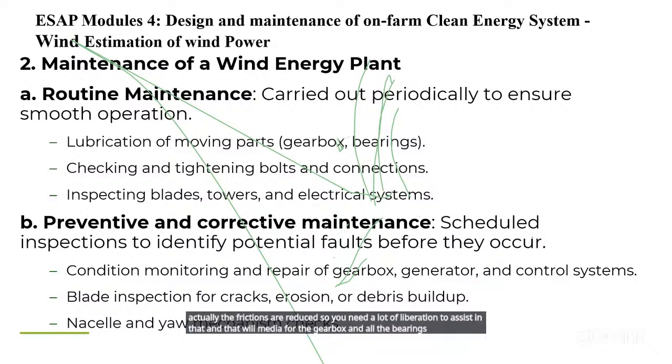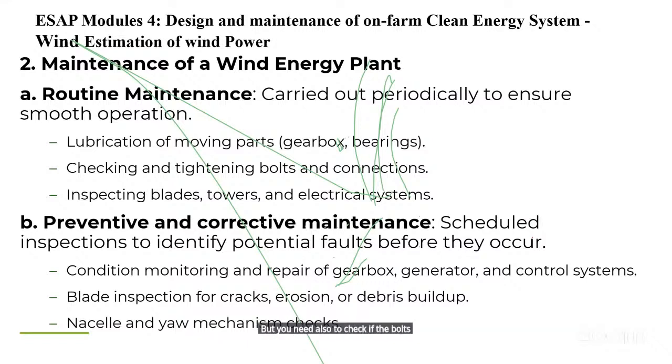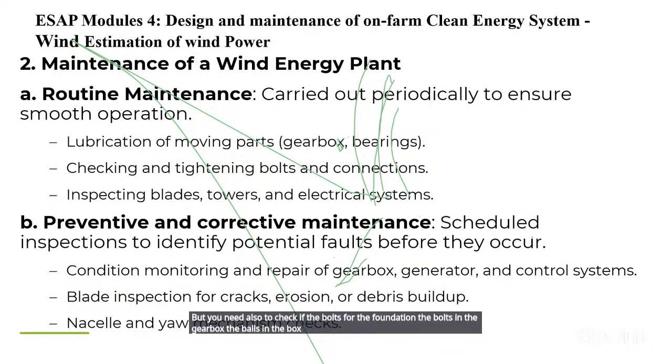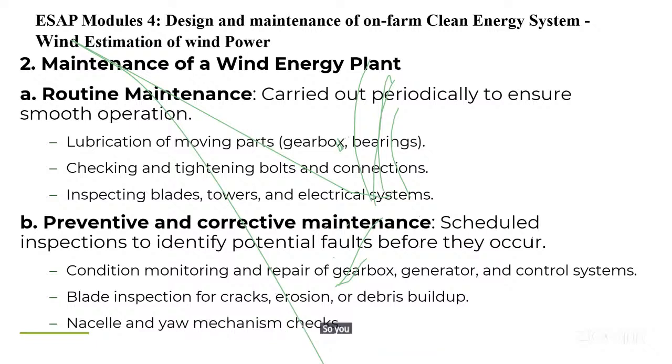But you need also to check if the bolts for the foundation, the bolts in the gearbox, the bolts in the nacelle are well fixed, so that the system remains stable. So you need still to inspect the blades and see if the blades are still intact. Look at the tower, if the tower is still stable, and if the electrical system is still working properly.